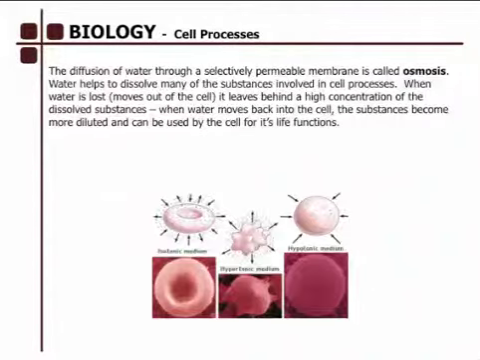Okay? Diffusion of water through a selectively permeable membrane is called osmosis. Water helps to dissolve many substances involved in cell processes. When water is lost, so it moves out of the cell, it leaves behind a high concentration of the dissolved substances. But when water moves back into the cell, the substances become more diluted and can be used by the cell for its life functions. So this idea is that you have this nice hypotonic medium, okay?